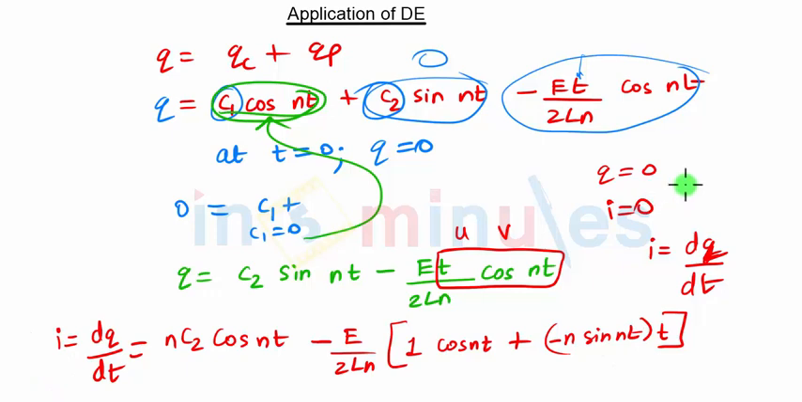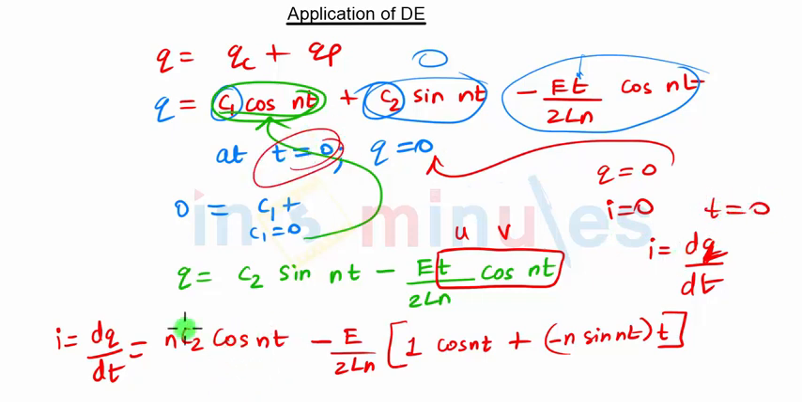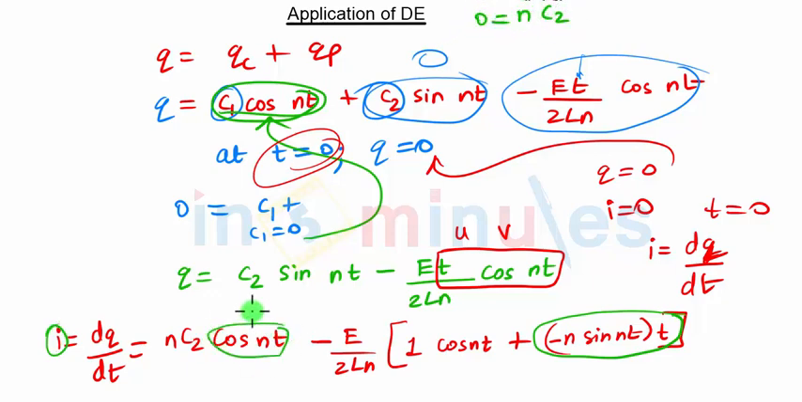When charge is 0, current is also 0, and when current is 0, time is also 0. So when charge is 0, the current flowing will also be 0, and since charge is 0 at t equal to 0, time is also 0. So we put time equal to 0, so this term will become 0 and this term will also become 0. So when we put time equal to 0, this term will become 0 and we get 0 equal to n into C2. Cos nt is 1 because cos 0 is 1, and this is also 1.